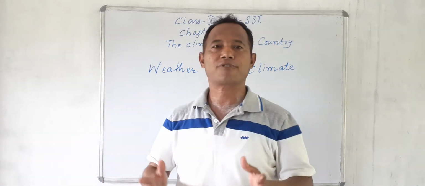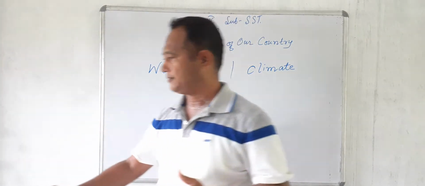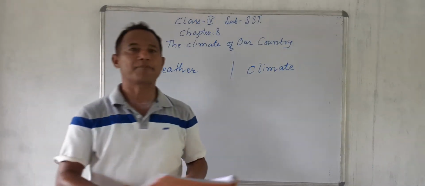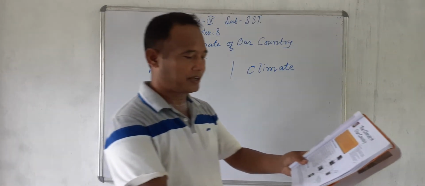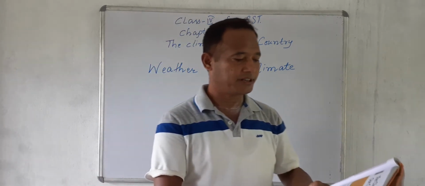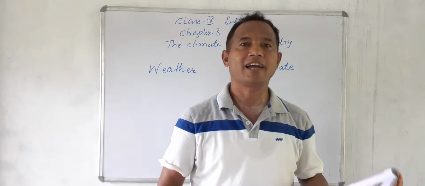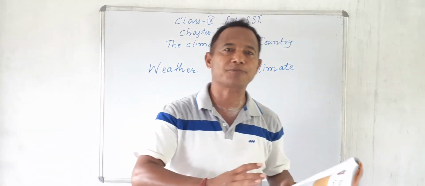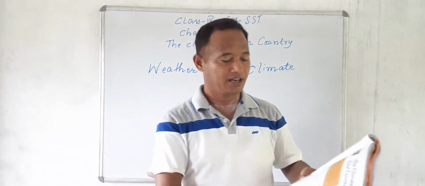So we are going to read from chapter 8, the climate of our country. You see page number 57. So here you are going to read about what is weather and what is climate. What is the difference between weather and climate?